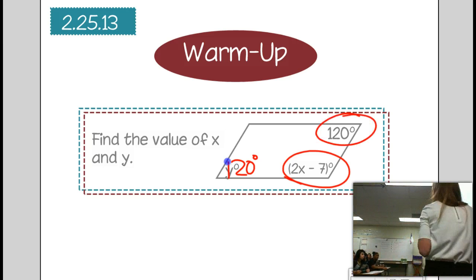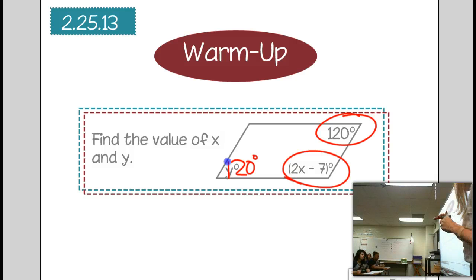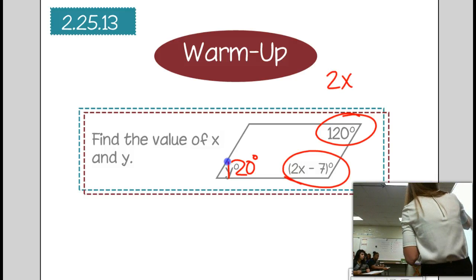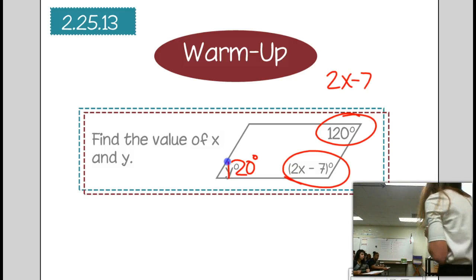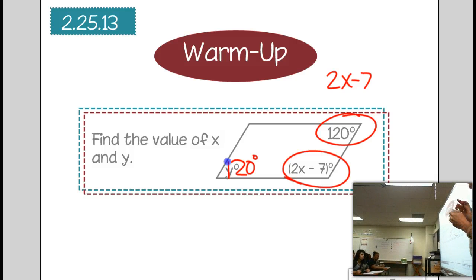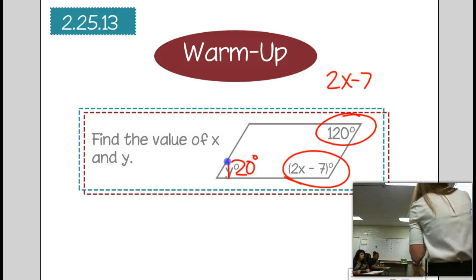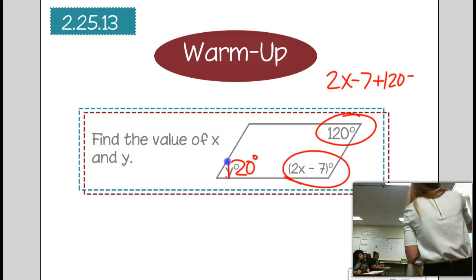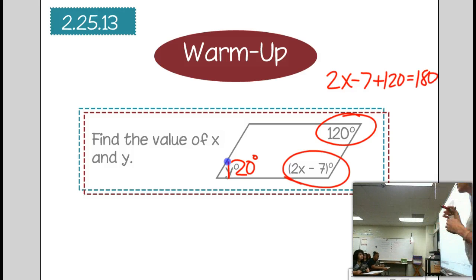Brett, tell me an equation I can write. 2x minus 7 equals 160. That's skipping a step and everyone won't know what you did. 180 minus 120. Okay, can I do this instead? Can I add them to equal 180? Because I think that will make more sense to everyone. Let's add these. But you did awesome, Brett. Add this plus this to equal 180, because that's what supplementary means. Supplementary means they add to equal 180.